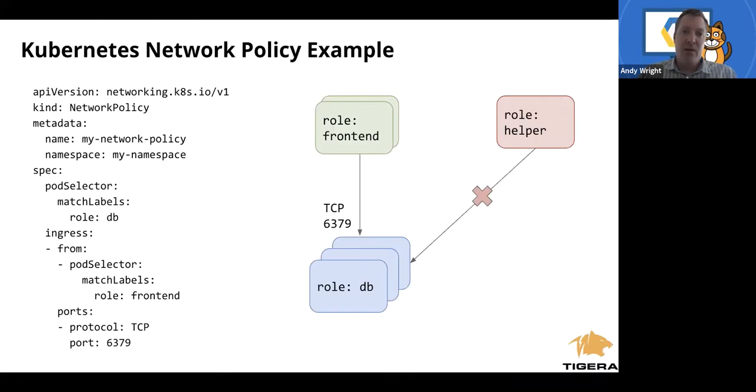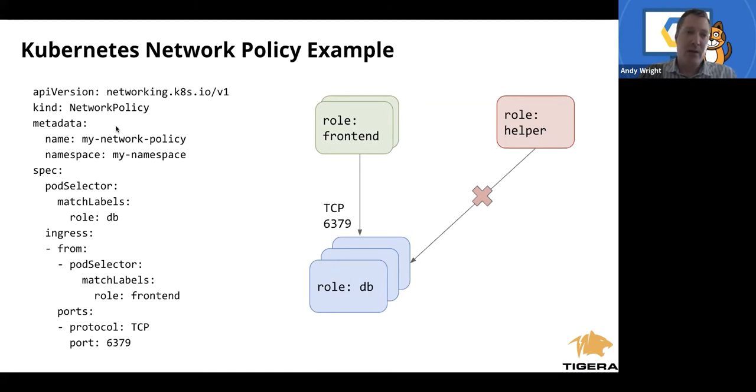So what is a network policy? Let's take a look at an example, and I'll go through some live ones here as well. In this example, these boxes represent pods. We have a front-end pod, and we attached a role. The role is the label, and the value here is front-end. So we have a front-end pod, a database pod, and this one called helper.